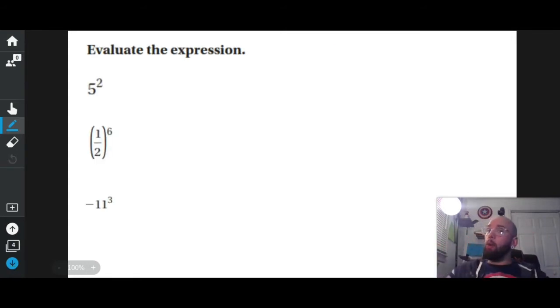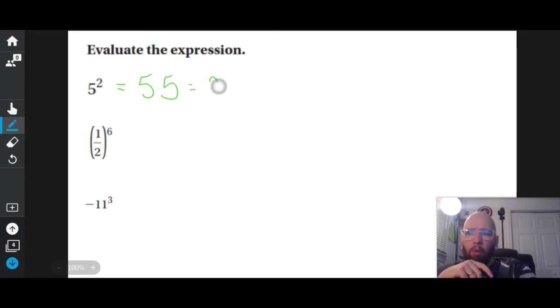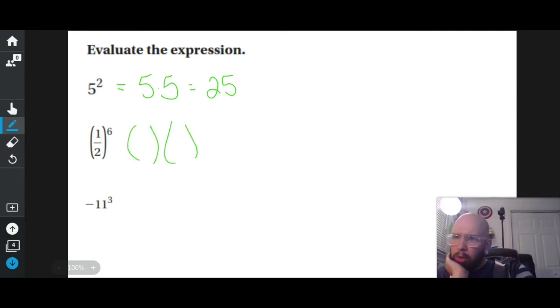Evaluate. Ooh, now I get to finally do some math. 5 squared means the squared is attached to the 5. So I write out 5 times 5, which is 25. I can handle that one. I have a 6 attached to a parentheses. So I write out 1, 2, 3, 4, 5, 6 parentheses.